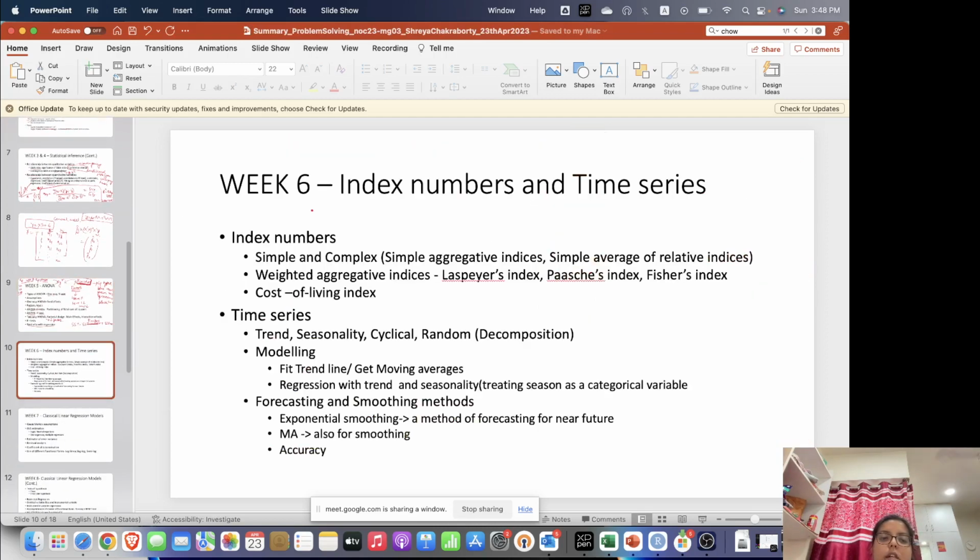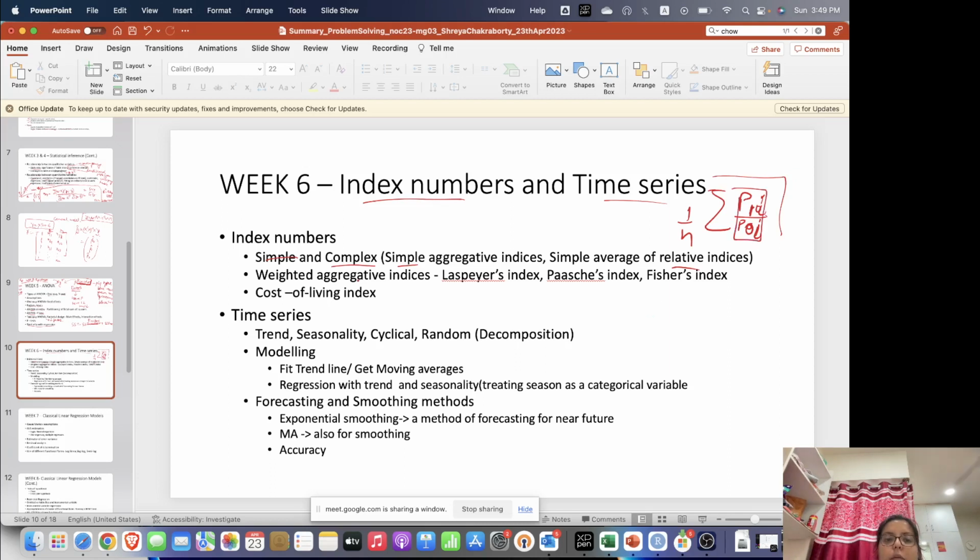In week 6 we learnt about index numbers and time series. So we learnt about simple and complex indices. We could have simple aggregative indices or simple average of relative indices. Relative indices would be P1 naught by P naught I, P1 I by P naught I, and then we would take a summary of these things. These would be the relative indices, and then we would take an average.